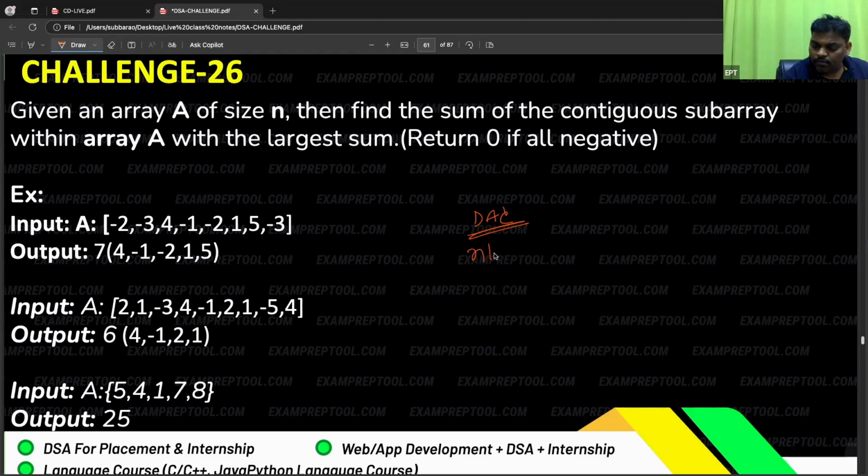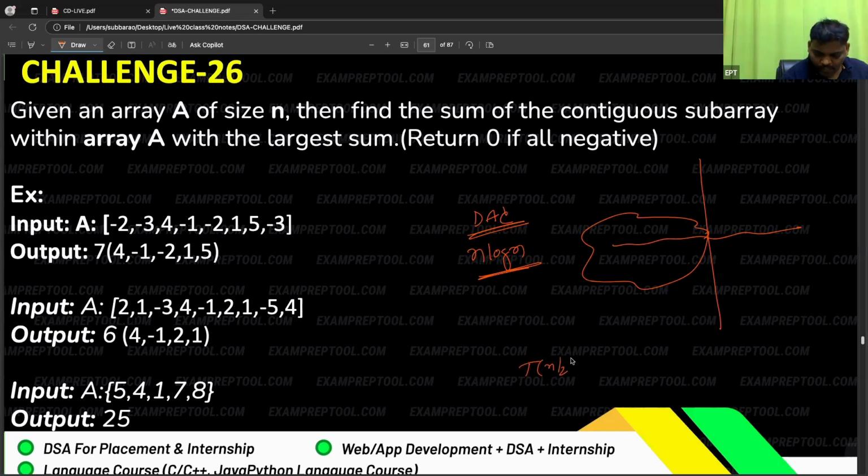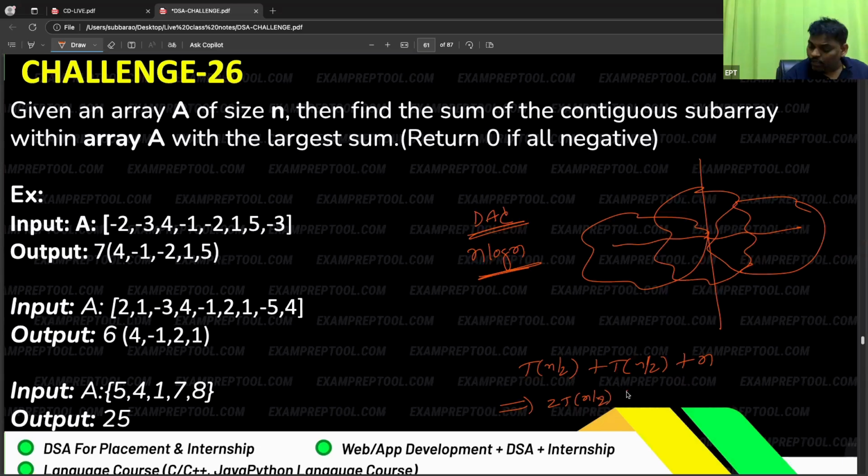Time complexity is n log n. How? This is the array. Divide into two parts. Left, to find out the maximum sum, takes T(n/2) time using recursion. Right, to find out the maximum sum, will take one more T(n/2) time. Next, you have to combine. So a cross sum is also required, which will take n time. So finally it will become 2T(n/2) plus n. If you solve this one, you will get n log n time.